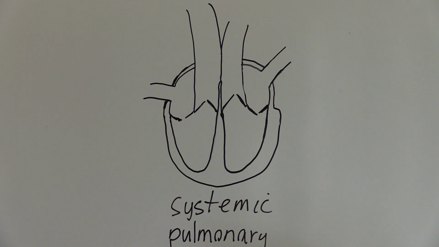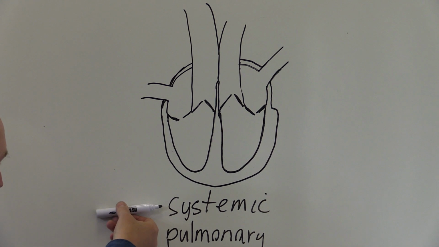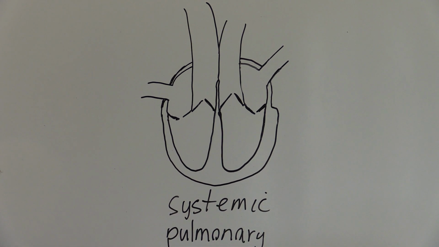We want to follow on now and consider the heart and the chambers and valves in the heart in relation to the systemic and the pulmonary circulation. The systemic circulation going to the body, the pulmonary circulation going to the lungs.